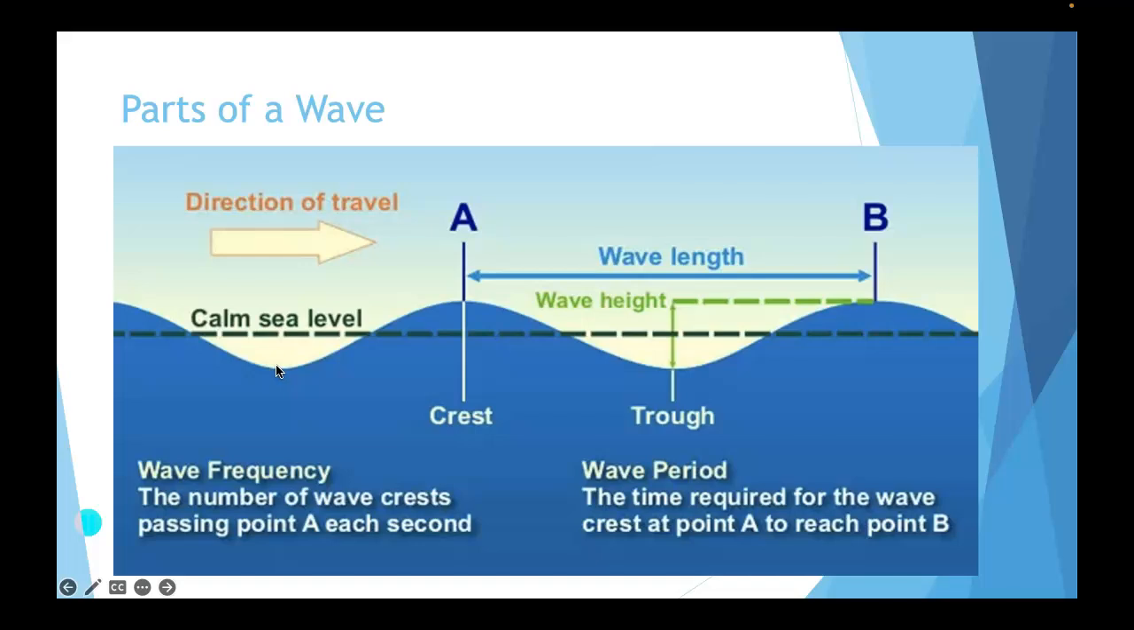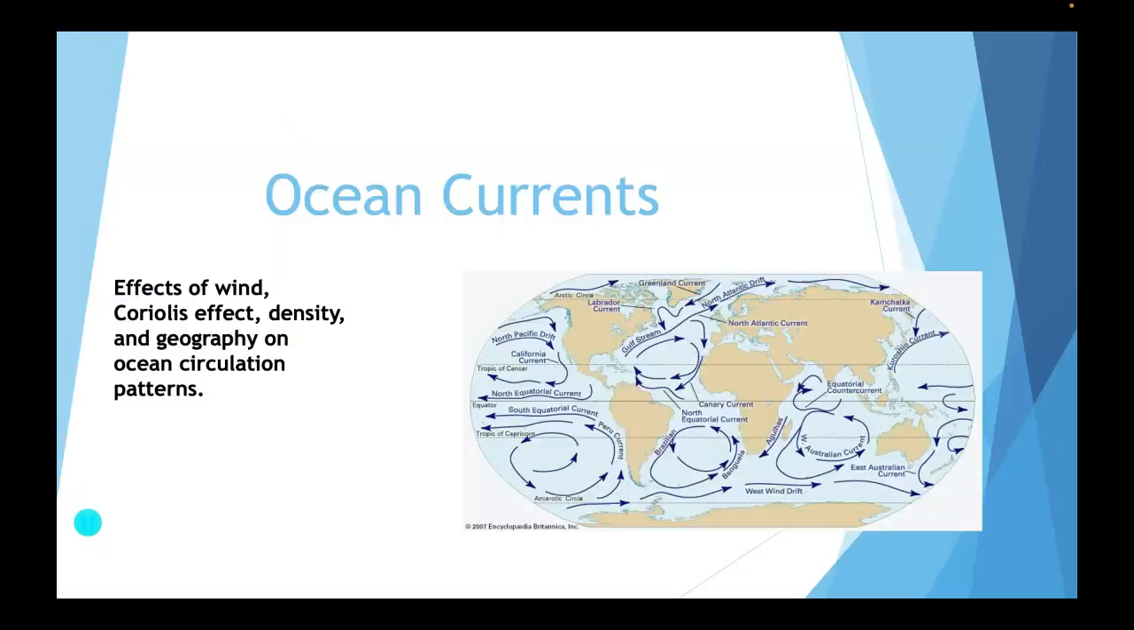Okay, once you have those labeled and your tides notes done, you can flip your sheet over and we're going to do ocean currents. So with this, I'm going to read through the slide and then I'll help you with what you need to write down on your sheet to answer the question. So we're going to look at ocean currents. These are some of the major currents, not all of them. We're going to look at the effects of wind, the Coriolis effect, density, and geography on ocean circulation patterns.